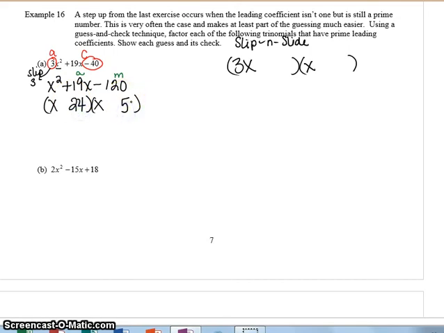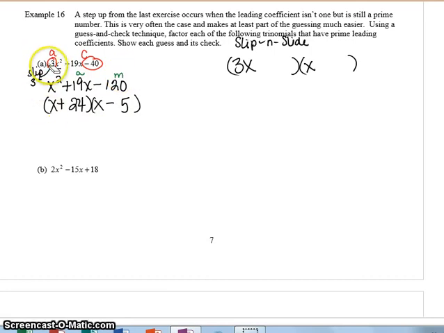Now, in order for it to multiply and be negative, one of those has to be negative, but then don't forget, I want it to add to a positive 19. So if I go plus 24 minus 5, 24 minus 5 is positive 19. But 24 times negative 5 would be negative 120. Okay, so I factored it old school.